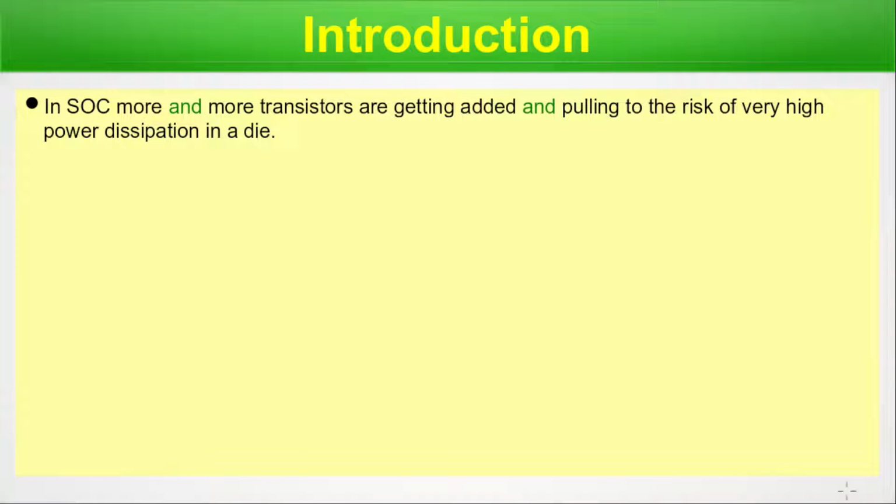Introduction. In SoC, more and more transistors are getting added, posing the risk of very high power dissipation in a die. As per Moore's law, many transistors are getting included in a chip as we proceed towards a lower technology node, and it causes a high risk of power dissipation.